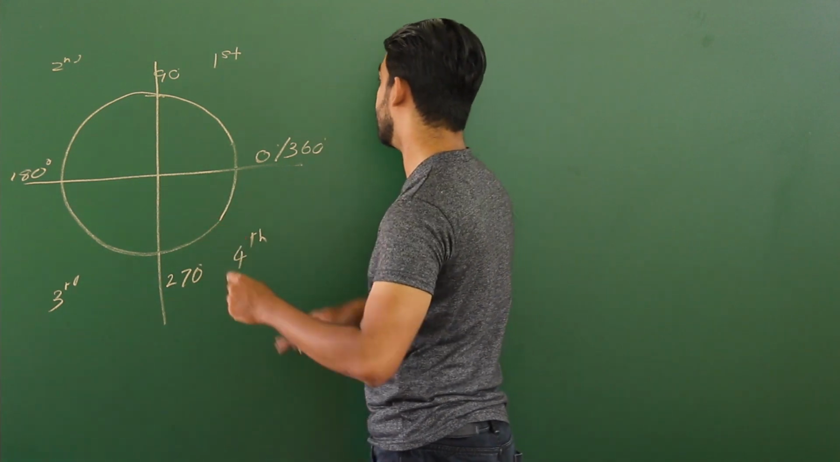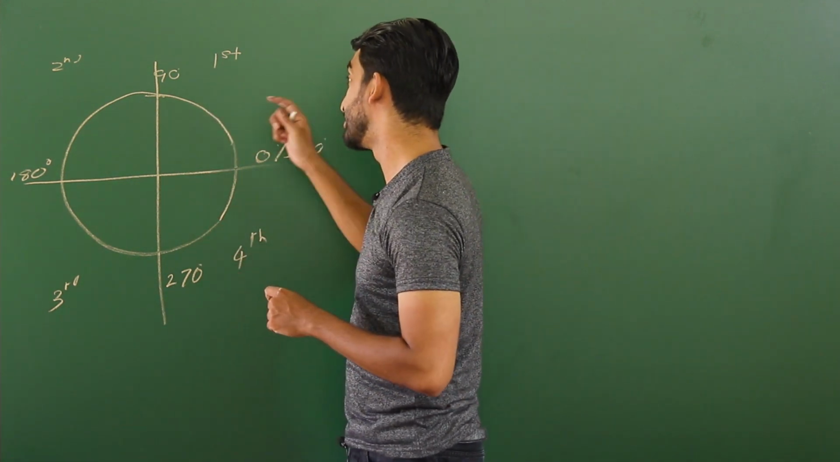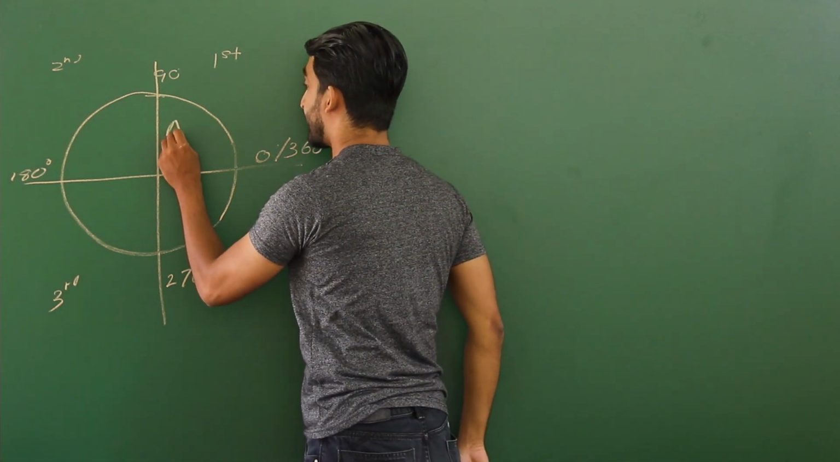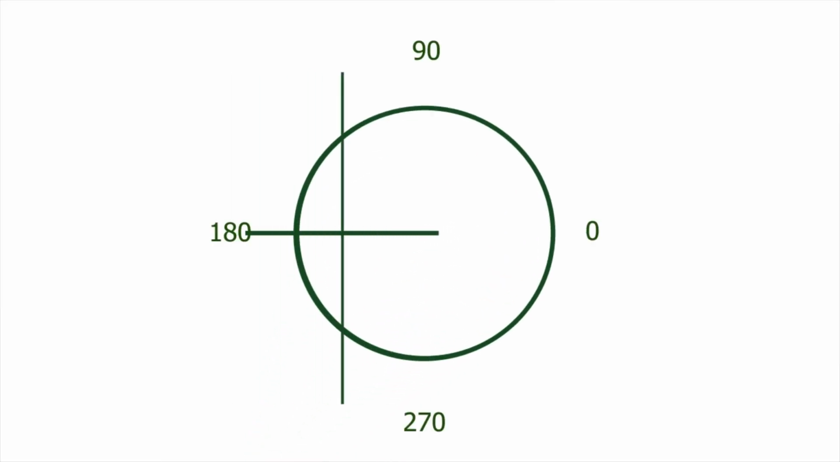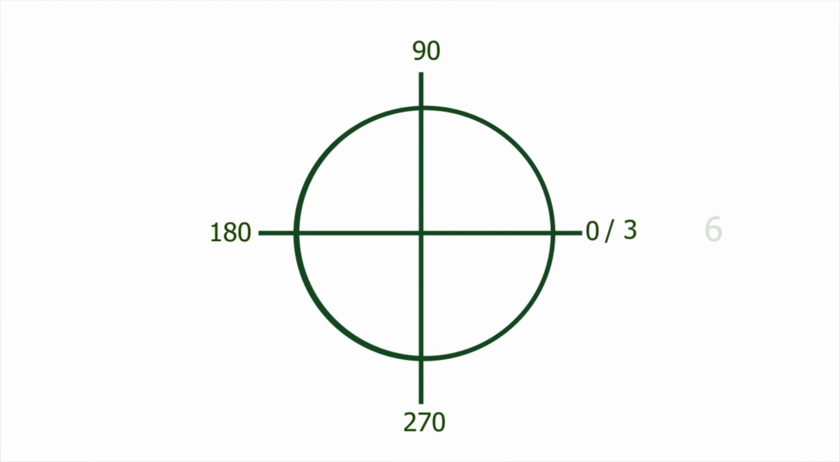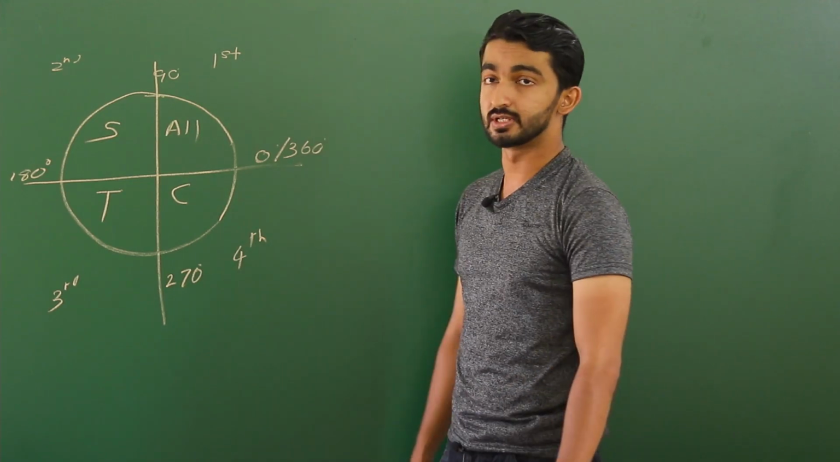For angles between 0 and 90, which is the first quadrant, all the sine, cos, tan values will be positive. In the second quadrant, only sine values will be positive and tan, cos values will be negative. In the third quadrant, only tan values will be positive and sine, cos values will be negative. And in the fourth quadrant, only cos values will be positive and the sine and tan values will be negative.